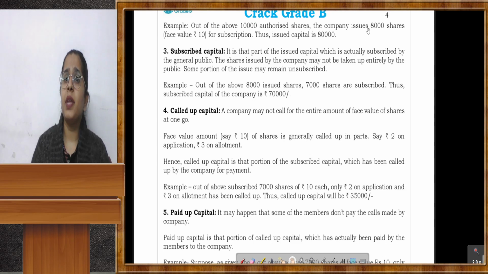It means the company has said that I want to issue 8,000 shares, but applications have come only for 7,000 shares. Only 7,000 people are interested in the shares of the company, right? So subscribed capital is whatever shares are actually taken up by the general public. The others remain unsubscribed, nobody has taken them.